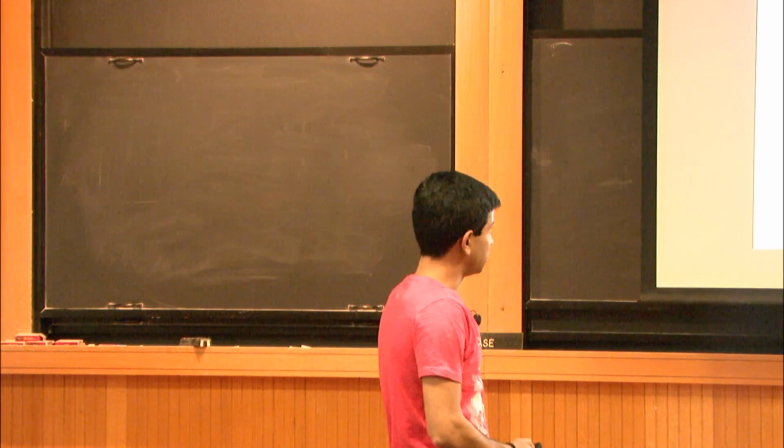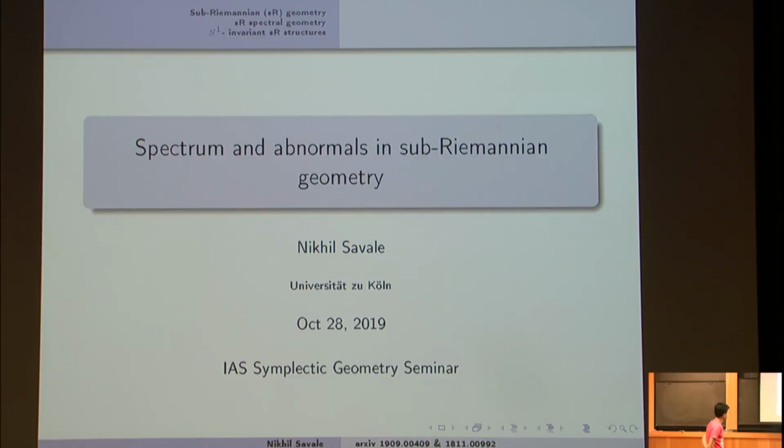Okay, so that's the title of my talk. I'm going to be talking about spectral theory, in particular in the context of sub-Riemannian geometry. So let me first begin by explaining what sub-Riemannian geometry is.